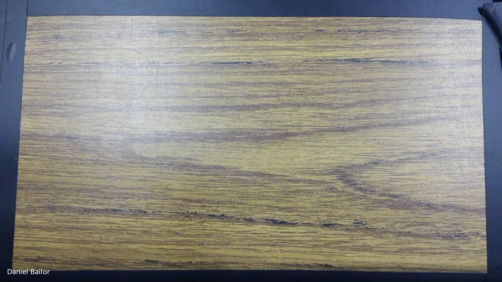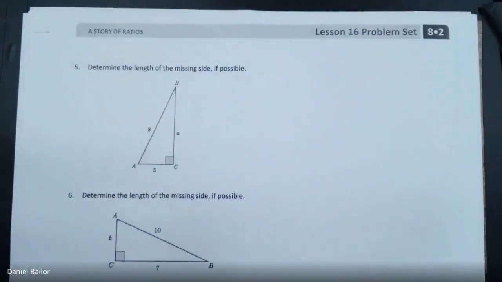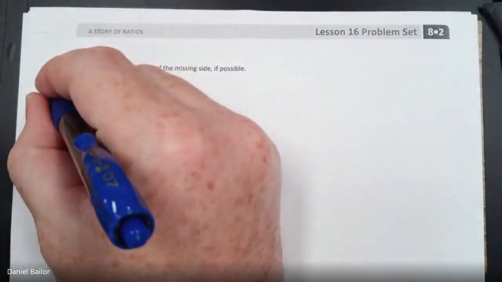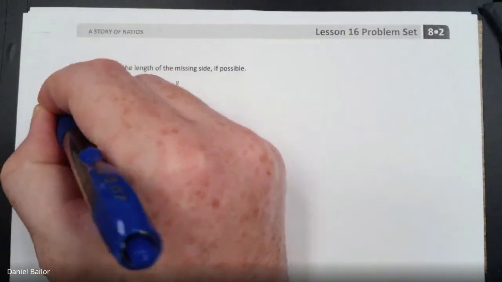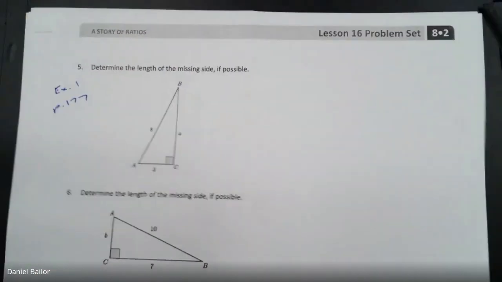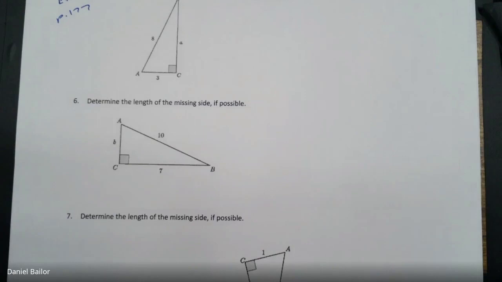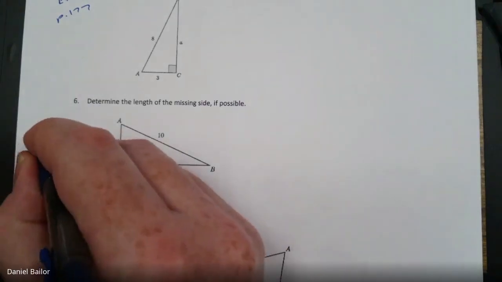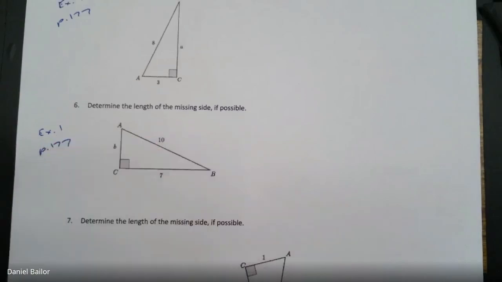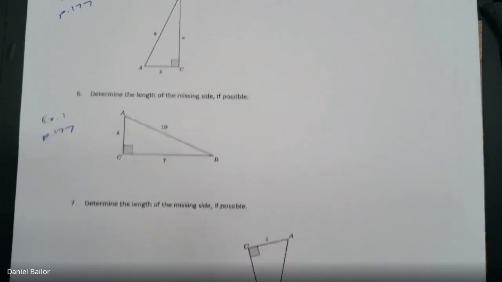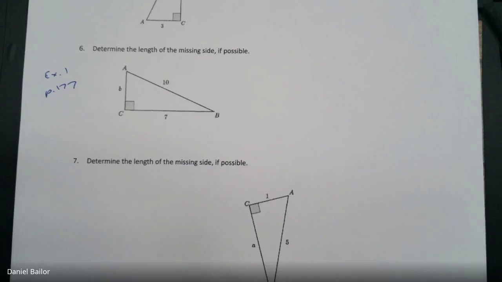Going on to page 186. Number 5 has determine the length of the missing side, if possible. So again, you're finding one of the legs. Look at exercise 1 on page 177. And number 6, determine the length of the missing side. A leg is missing. So again, look at exercise 1 on page 177. There are other exercises that do the same thing. For example, you could look at exercise 6 on page 179. That does pretty much the same thing. But any of the exercises from today will help you with this.